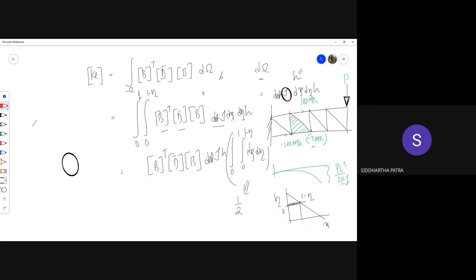d omega, in physical coordinate, is the differential area times the thickness. This differential area in physical coordinate is basically d xi d eta in the natural coordinates times the determinant of J. So differential volume is differential area times the uniform thickness, and this is what is dA.